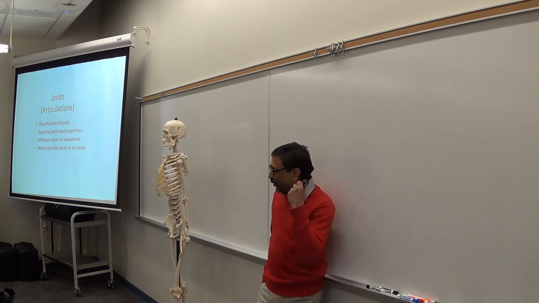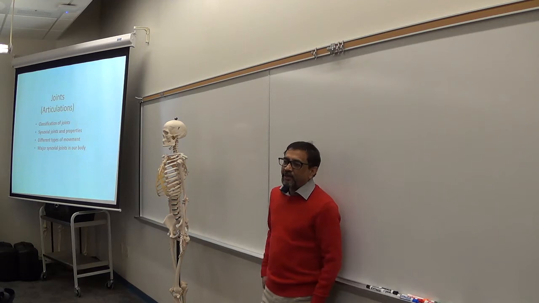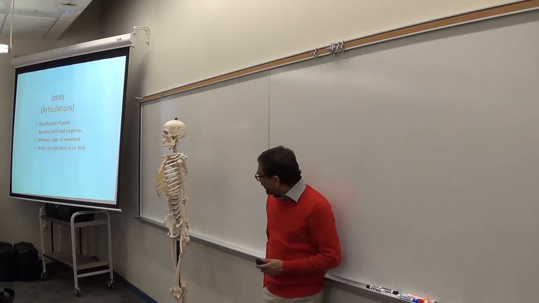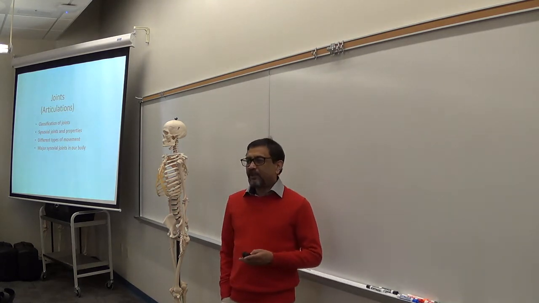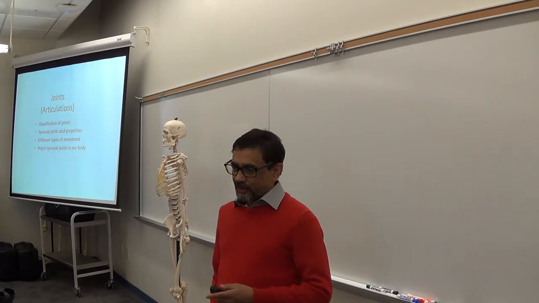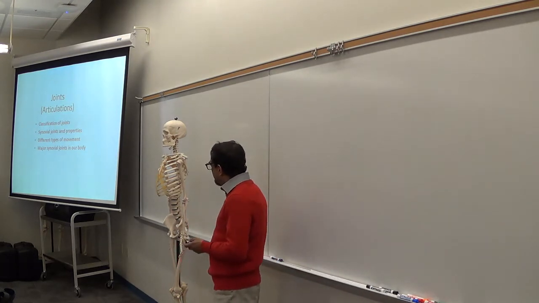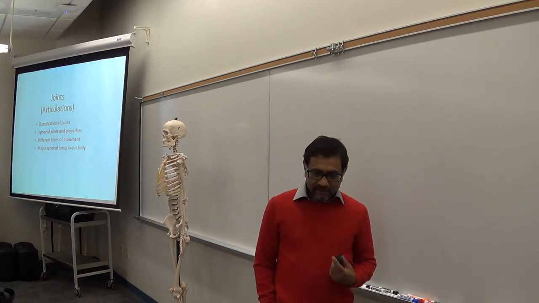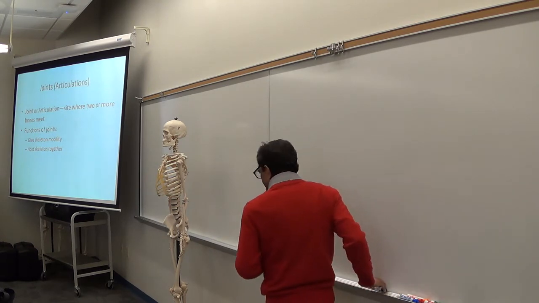Then we'll talk about different types of movement that occur in the joints. We know that we move our body parts at the joints, right? And what are the different types of movements that occur in the joints. Then we will talk about a couple of large synovial joints. We'll see the knee joint and shoulder joint. Those are large synovial joints. Okay. So first, what is a joint?